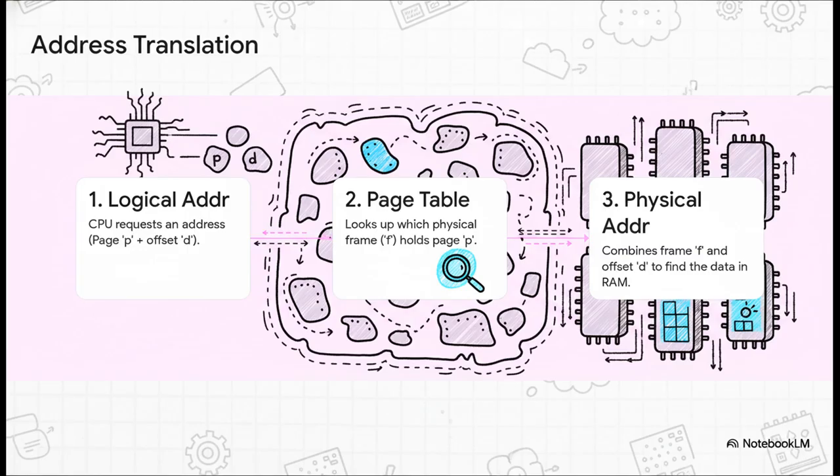Now this address has two parts. The first is a page number, let's call it P, that tells the system which piece of the program it wants. The second part is an offset, D, which says where inside that piece the data is. The system then takes that page number P and looks it up in the page table. That tells it which physical frame, F, the piece is actually stored in. Finally, it combines that frame F with the offset D to get the exact physical address in RAM. It's a quick extra step, but it makes the whole system unbelievably fast and flexible.